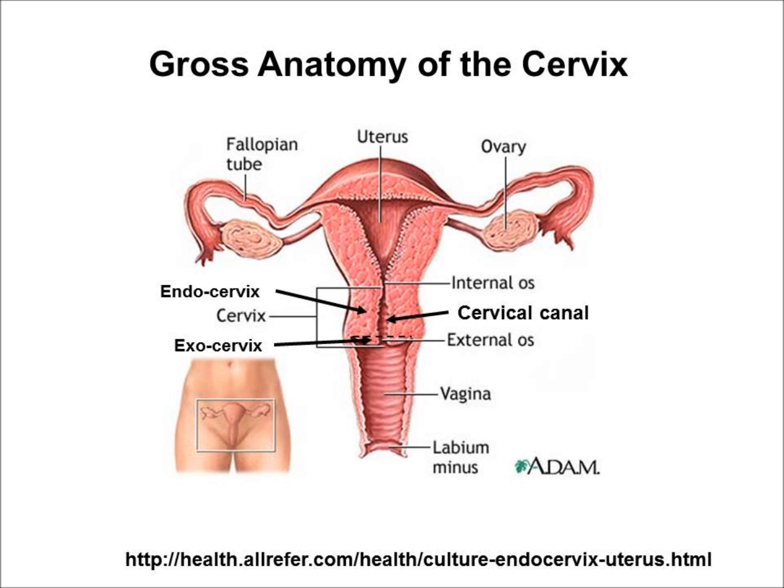Now, these two portions of the cervix are lined by different types of epithelium. Most of the exocervix is lined by a stratified squamous epithelium that also lines the rest of the vagina, while most of the endocervix is lined by a simple columnar epithelium that is continuous with the rest of the uterine cavity. Now, it is important to note that the junction between these two types of epithelia occurs very abruptly and is termed the squamous columnar junction.